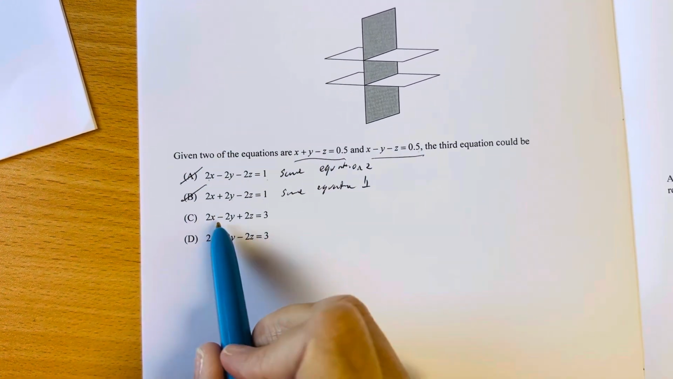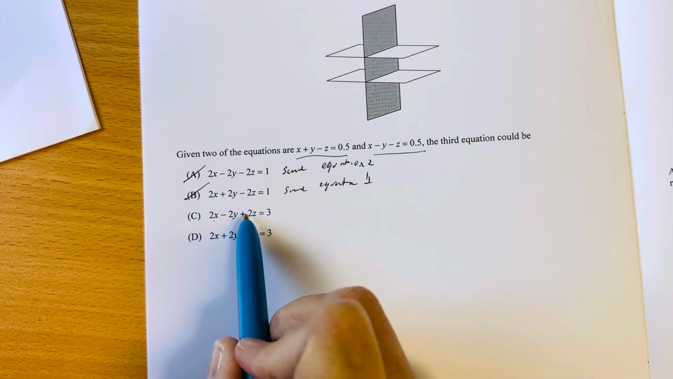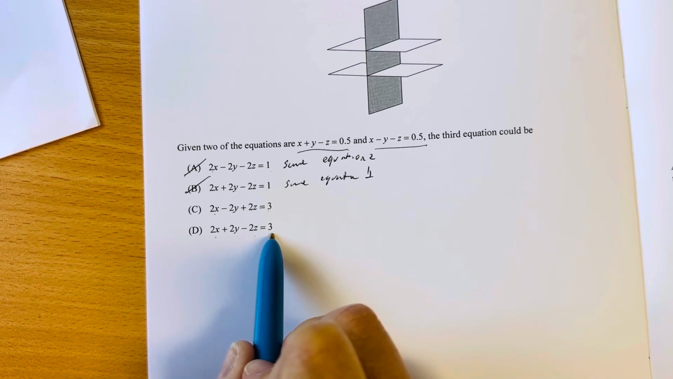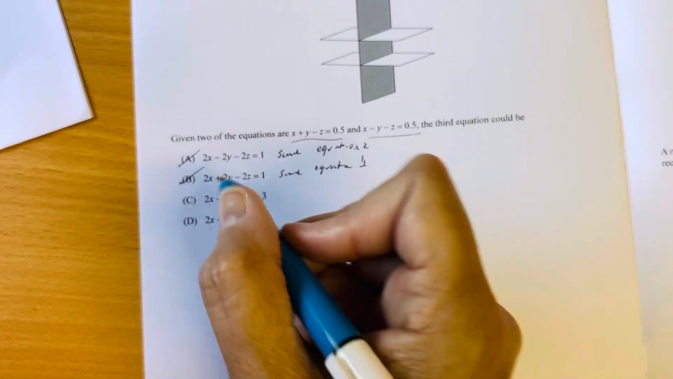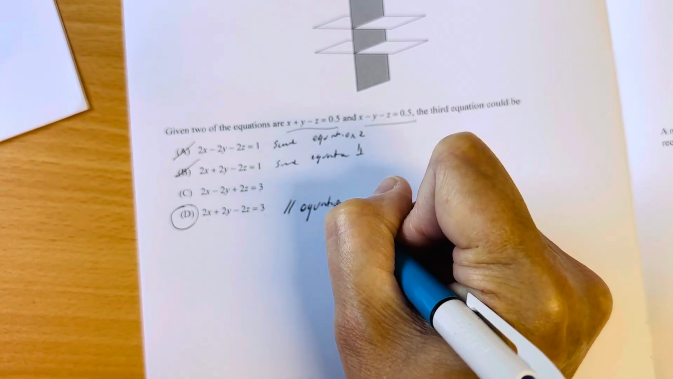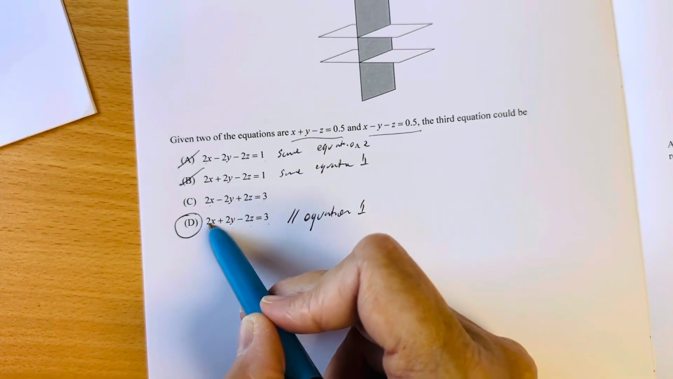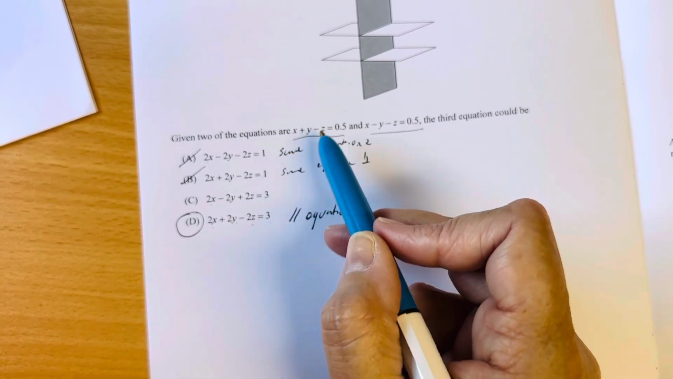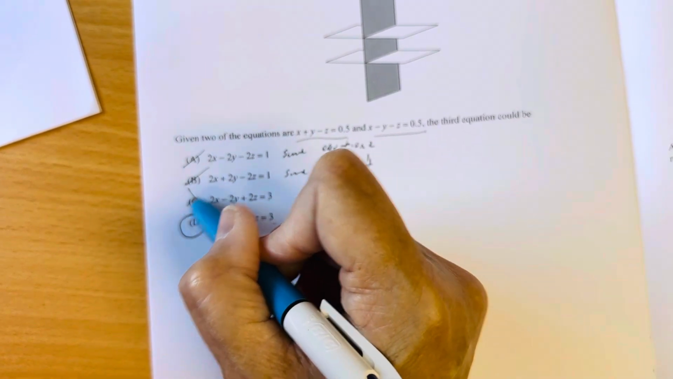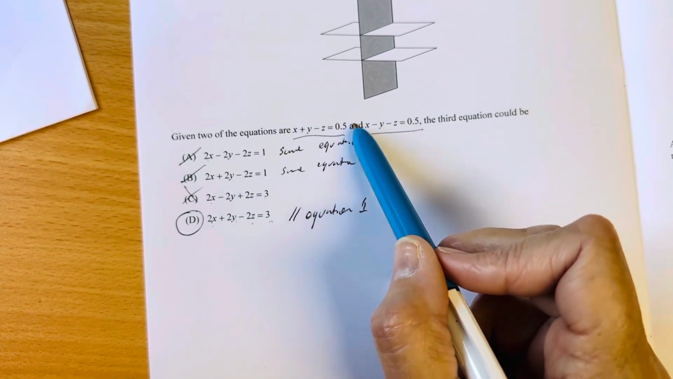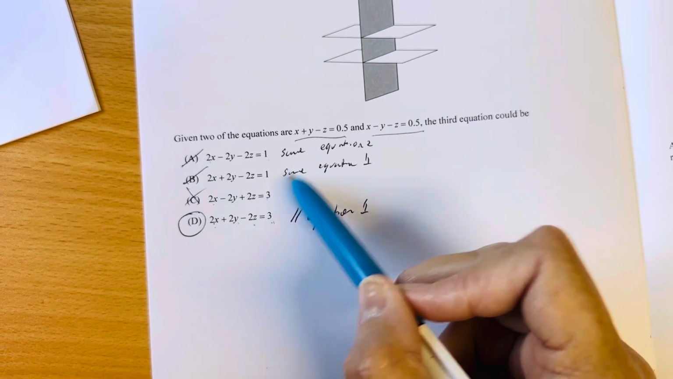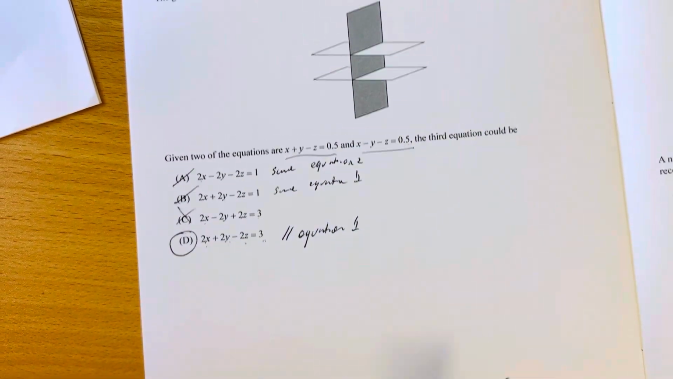Now we look at these ones. This one is 2x take 2y plus 2z equals 3. This one's 2x plus 2y take 2z equals 3. Which one matches up? D. That would be parallel to equation 1. Notice it's twice the x, twice the y, twice the z, and then a different multiple for my answer. It is not going to be C, because notice it is twice the x, twice the y, but then the z's, it's a -2. So that's why that's not going to work for that. So D.